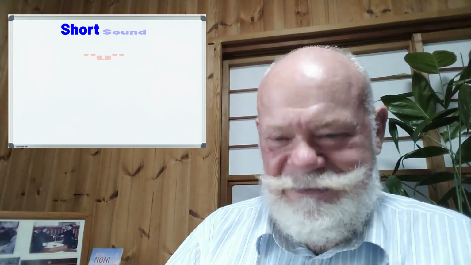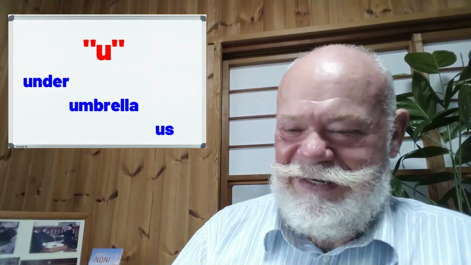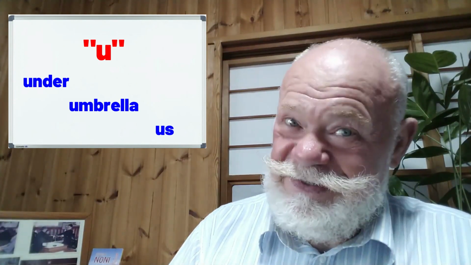Okay, let's continue. The letter U. Under. Umbrella. Us. Yes, these are tips for us on this channel. Okay, those are the short sounds for the vowels. Now let's go to the long sounds.